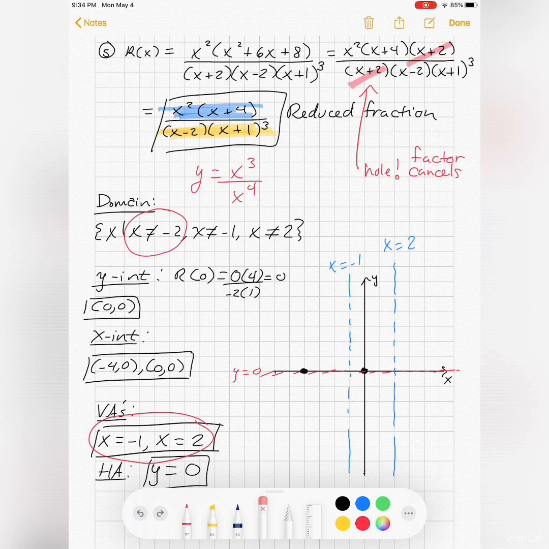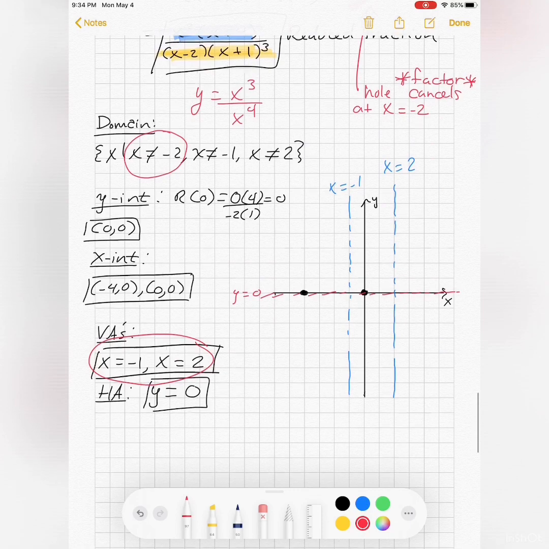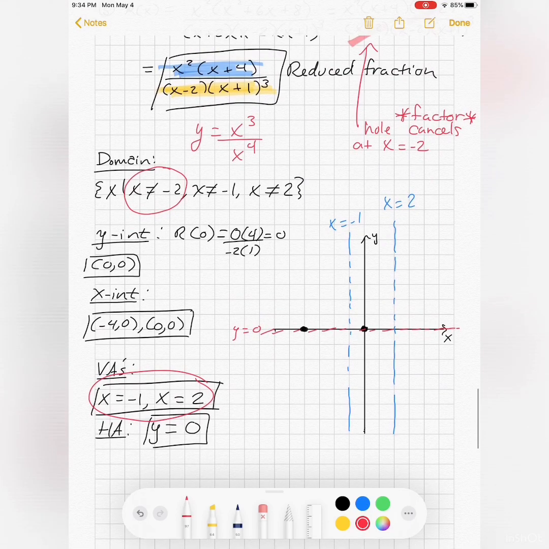Okay, so let's do it this way. Let's say factor cancels, hole at x equals -2. So let's go ahead and finish graphing. Then we'll go back at the end and we'll say we know whenever a factor cancels, there's going to be a hole in the graph at that x value, okay? But let me go ahead and complete the graph just using the reduced fraction, then we'll account for that hole at the end.